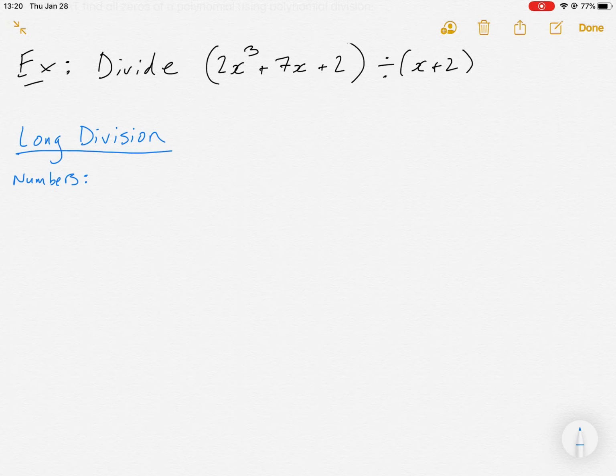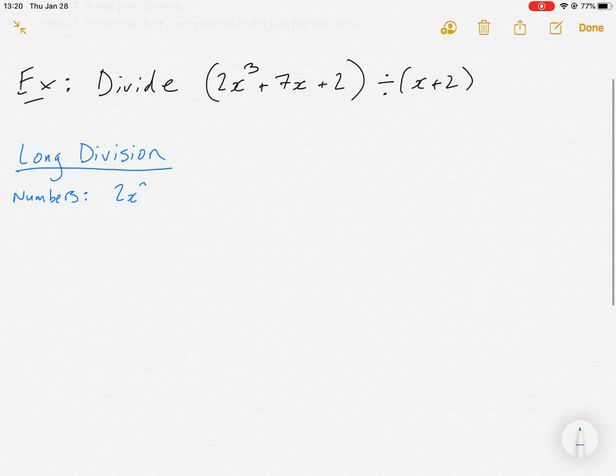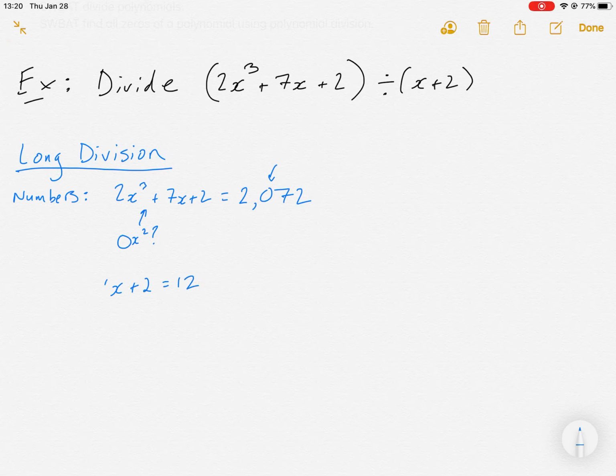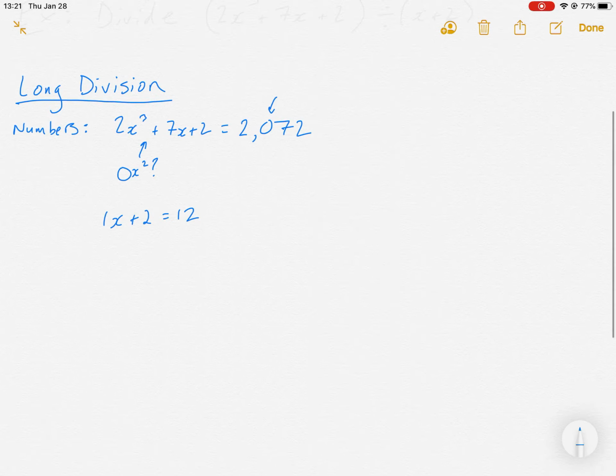So let's take this first polynomial, 2x cubed plus 7x plus 2. Notice that it's sort of missing a term. There's no x squared term. So there's 0 x squared terms. This is just like if I had the number 2072. Notice how I have that 0 there? Well, I did the same thing with the 0 x squared, and so it's very similar. And then x plus 2, we could think of that as the number 12, because there's 1x and then 2. So we can think of that as 12. If you put 10s in for the x's, you would see what I'm talking about.